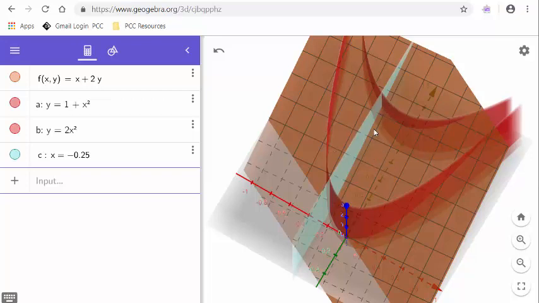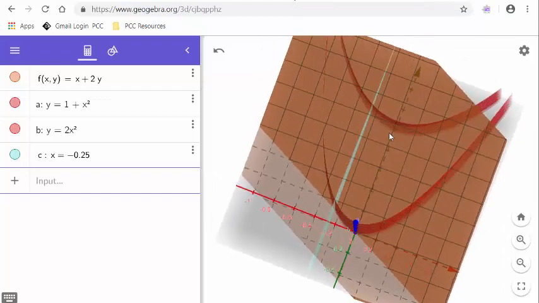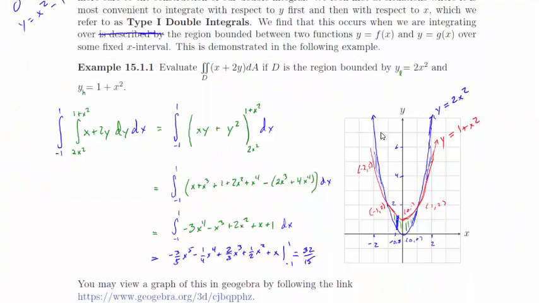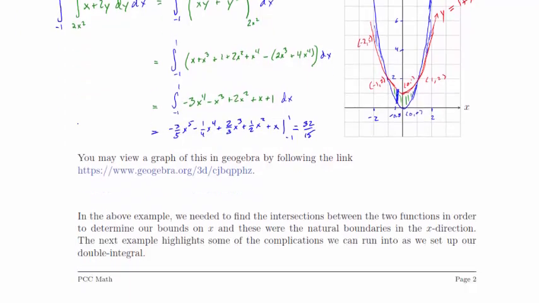But first we do it with respect to y, so we get the area from here to here of these two parabolas. So that's why we're setting it up in the way that we are, so that we get the area of each of these regions first from this y to this y, which are given specifically by 2x squared as the lower bound, and 1 plus x squared is the upper bound.